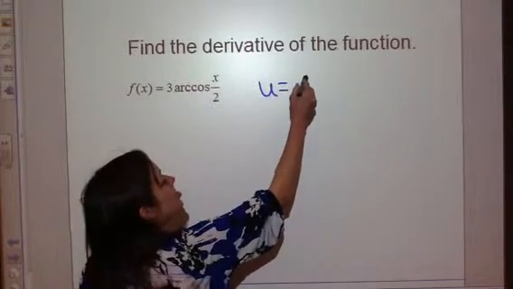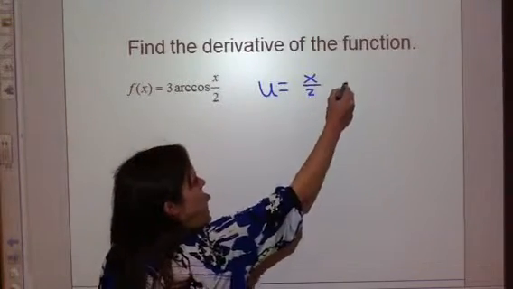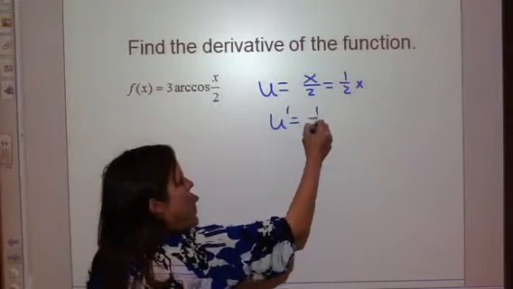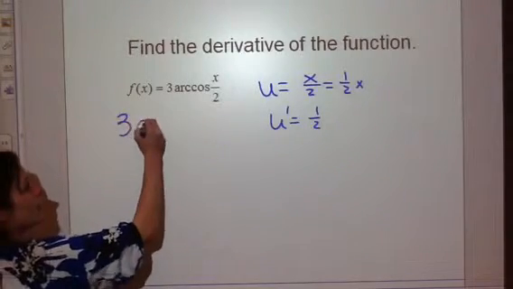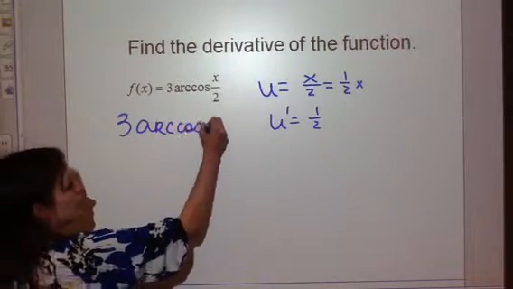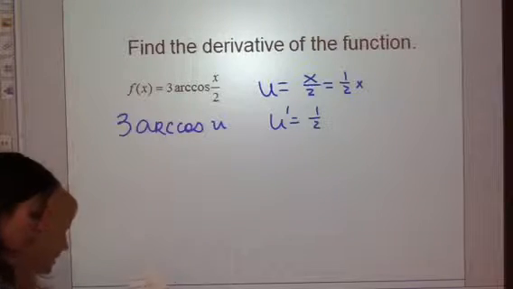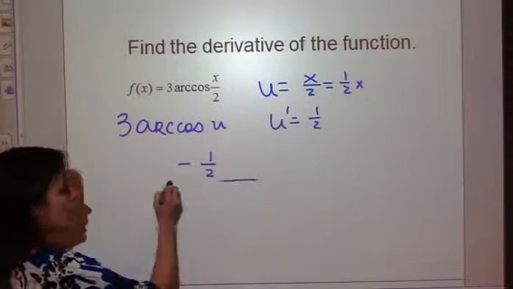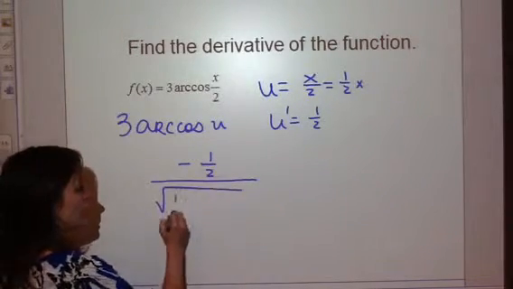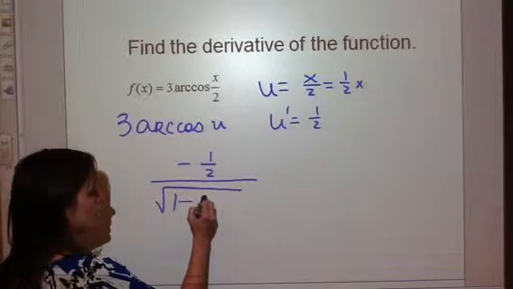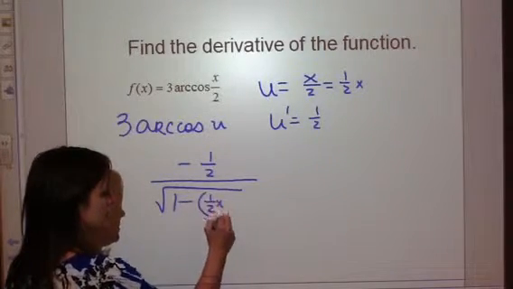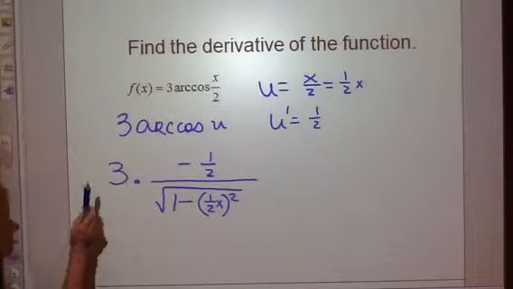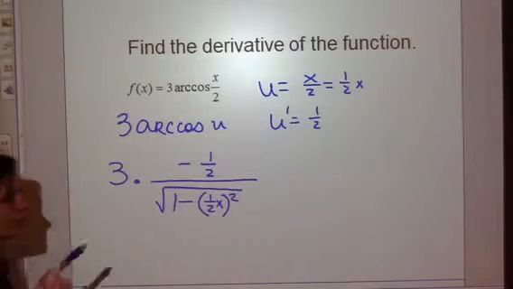You should say u is x over 2, which is the same thing as a half x. So the derivative of u is a half. So we have 3 arc cosine of u. Well, arc cosine's derivative is negative u prime over the square root of 1 minus u squared. And u was a half x squared. Don't forget about that 3. That 3 is being multiplied. So we got 3 times the negative half, which is negative 3 halves.